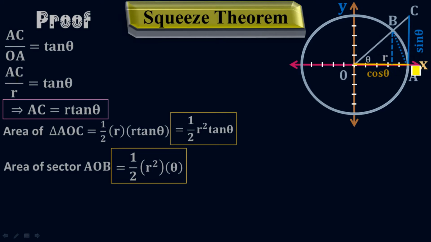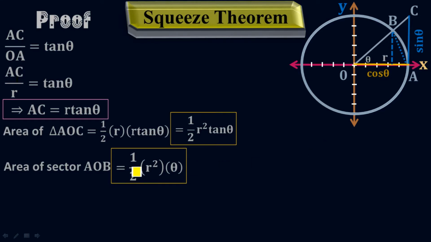AOB. What is AOB? We're going to include this sector, this curved part. This curved part is the sector. It is sector AOB. We want to find the area of sector AOB. What will be the area of that sector?